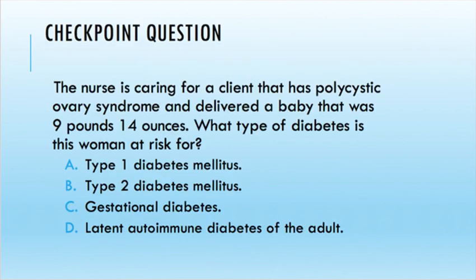So a quick question for you. The nurse is caring for a client that has polycystic ovarian syndrome and delivered a baby that was 9 pounds, 14 ounces. Ouch. What type of diabetes is the woman at risk for? Is it type 1, type 2, gestational, or latent autoimmune diabetes? And the answer is type 2.